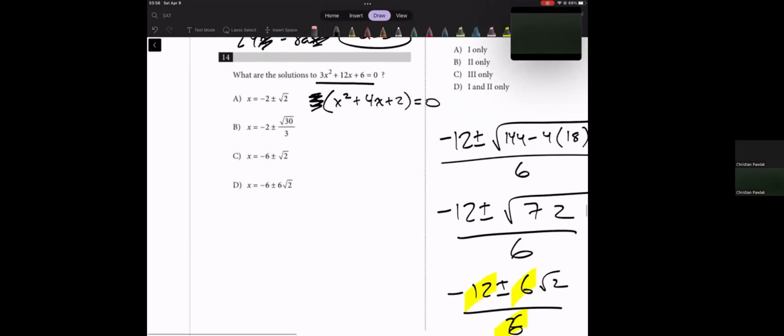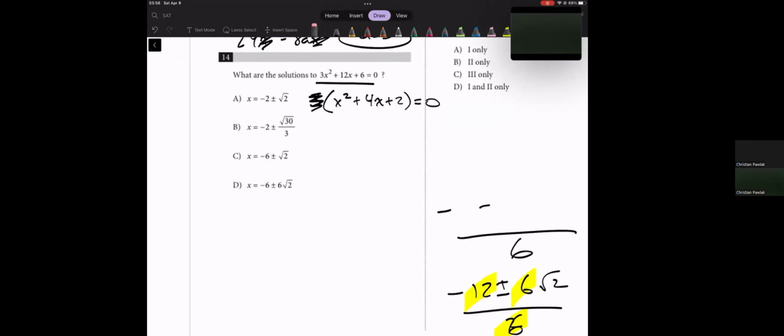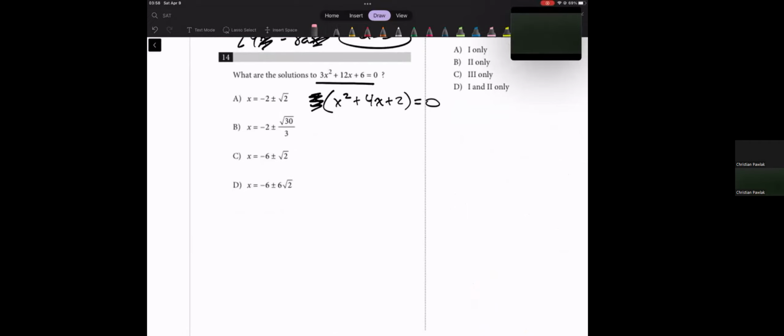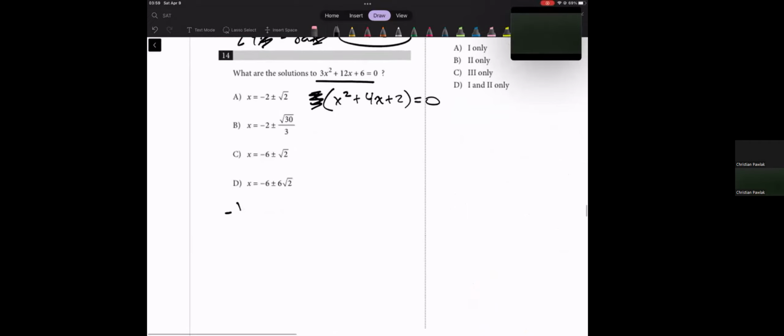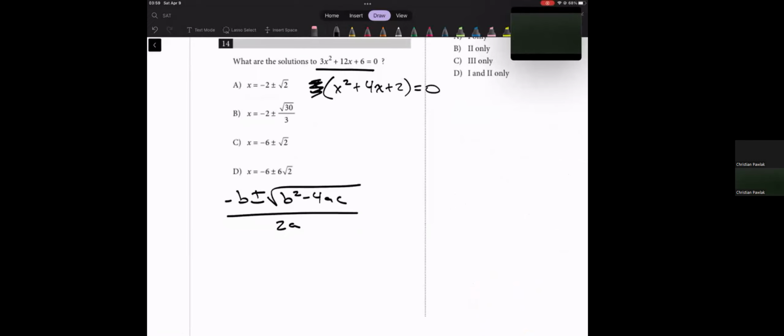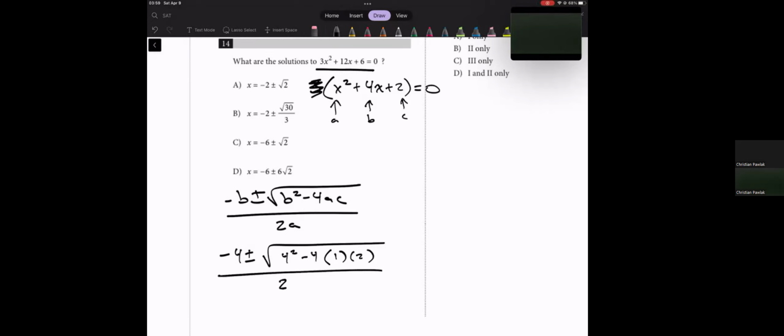So the quadratic formula is, again, let me just get rid of my work from here, opposite of b plus or minus square root b squared minus 4ac divided by 2a. And if I plug everything in, I get b to equal 4, so opposite of 4 plus or minus square root 4 squared minus 4 times a is equal to 1, c is equal to 2, so 1 times 2, all over 2 times 1, so just 2.